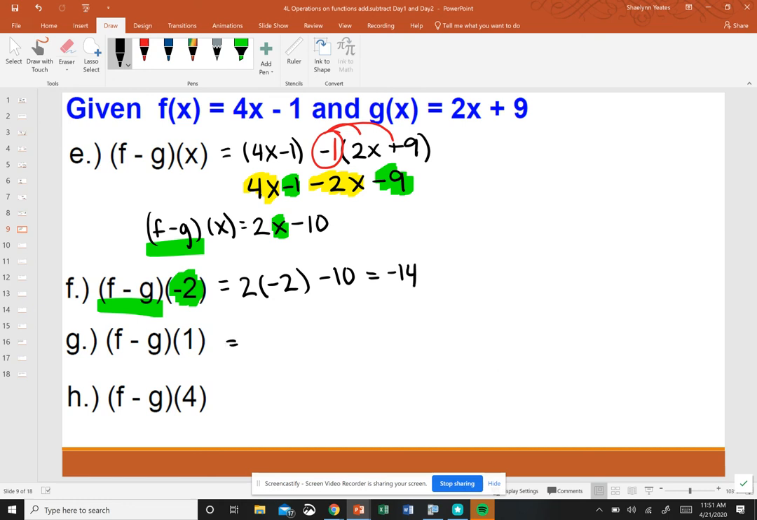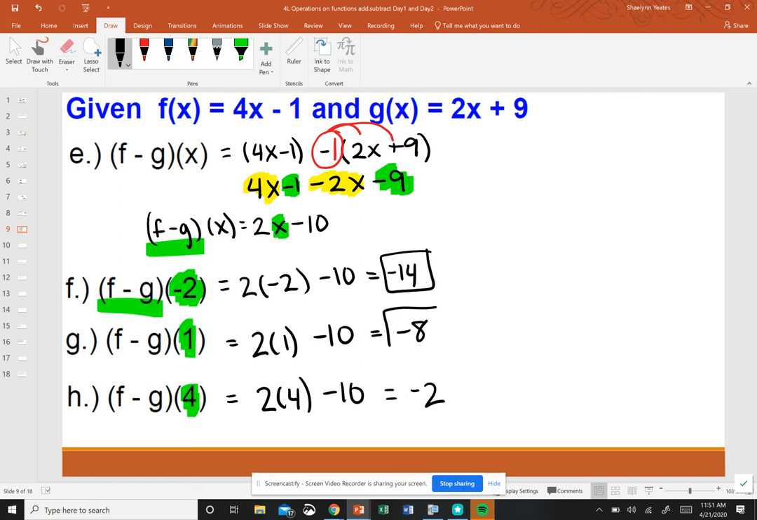We're going to do the same thing right here. We're going to do 2 times 1 minus 10, because this time we're going to plug in the 1. So 2 times 1 is 2, minus 10 is negative 8. And then on this last one, we're going to plug in a 4. So this is going to be 2 times 4 minus 10. So 2 times 4 is 8, minus 10 is negative 2. And again, you can use a calculator for every single one of these. There is no harm in that whatsoever.